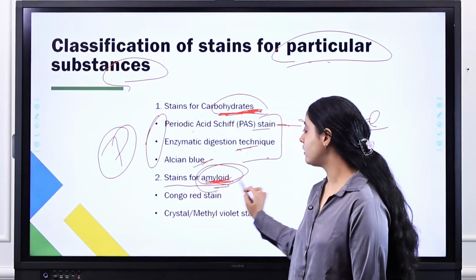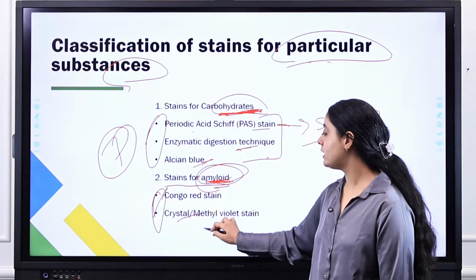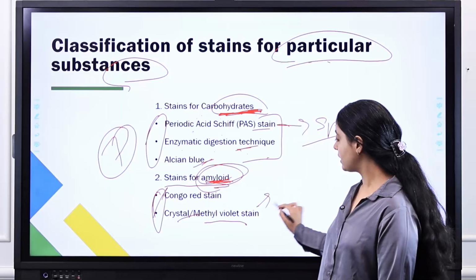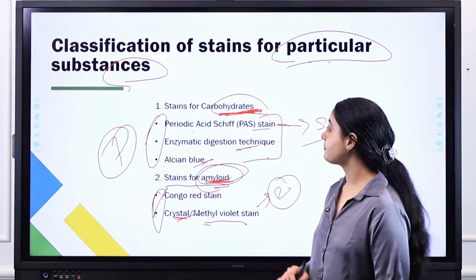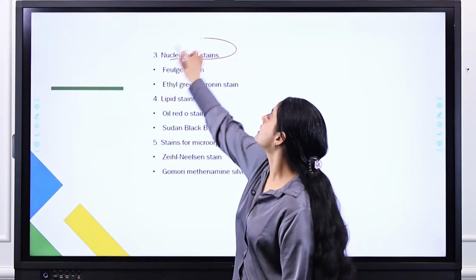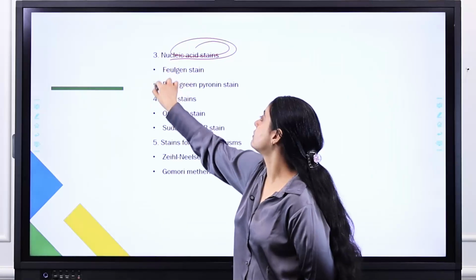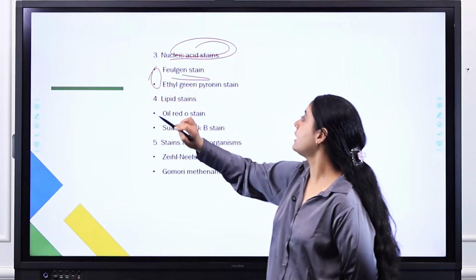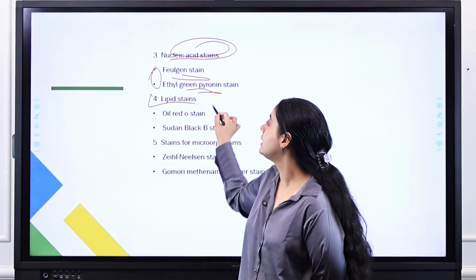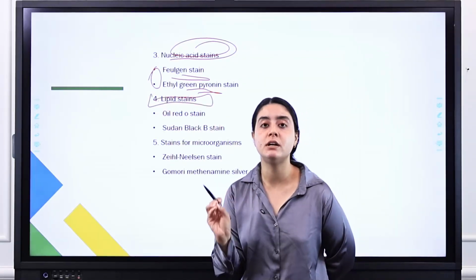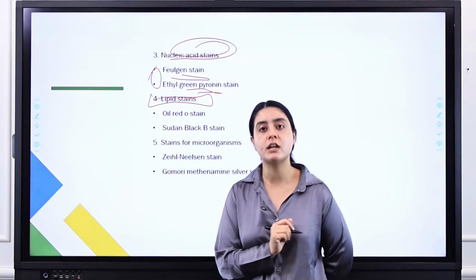Then we have stains for amyloids. In amyloids we have 2 types of stains: Congo red, and crystal violet and methyl violet stain. This is a combination of 2 stains again, crystal violet and methyl violet. Another category is nucleic acid stains. To stain the nucleic acids, we have again two types of stains: Feulgen stain and methyl green pyronin stain. Then we have the next category, lipid stains, to stain particularly the lipid components which are present in the tissues we have received in our laboratory.